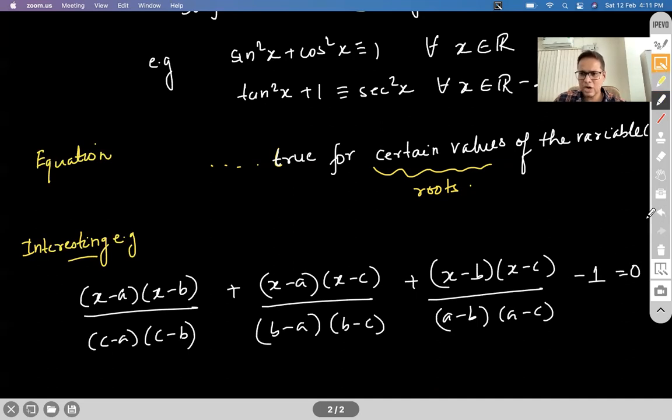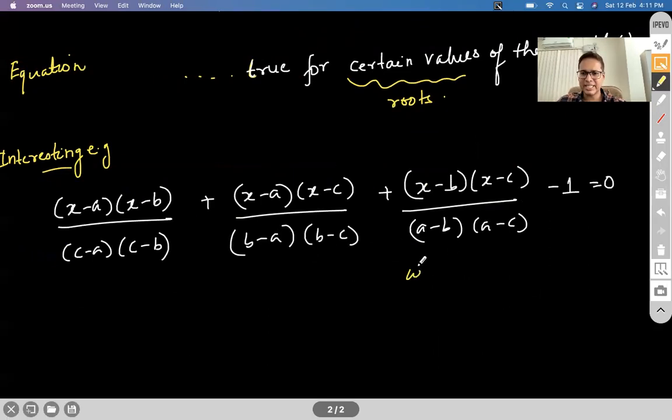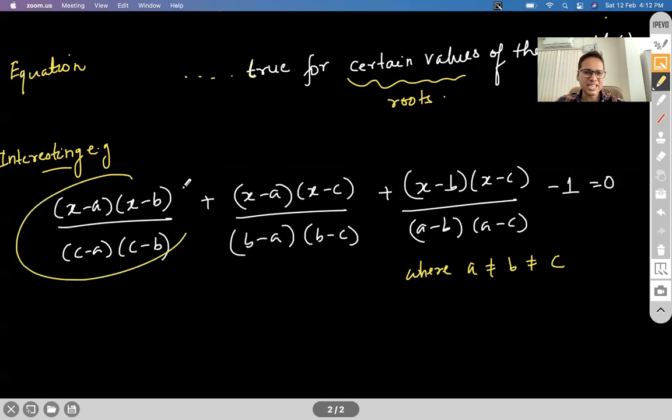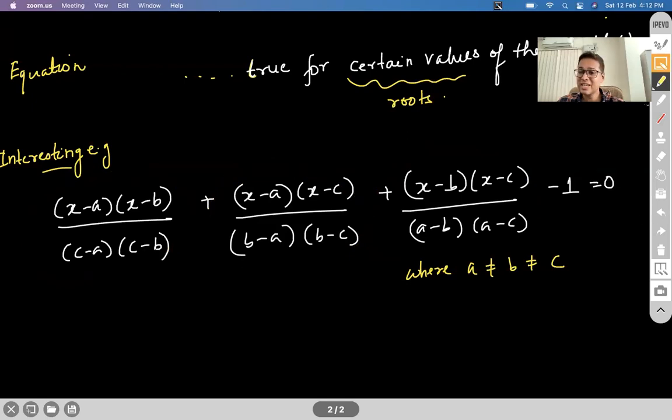Now, if you look at this equation prima facie, of course, your a, b, and c should be all distinct. Why? Because if any two of them are equal, your denominators are going to become 0, which you don't want to happen because it will make the expression undefined. So here, prima facie, this looks like a quadratic equation. People who look at it will say, this seems to be a quadratic equation, isn't it? This is a quadratic term, this is a quadratic term, this is a quadratic term. So overall, it's a quadratic equation, right? As per the fundamental theorem of algebra, it should have two roots, not more than that.